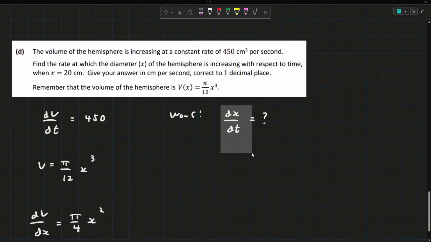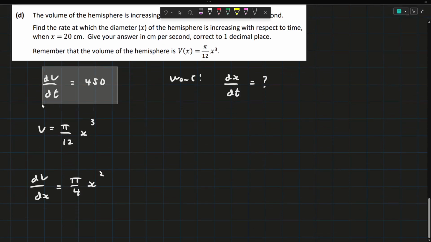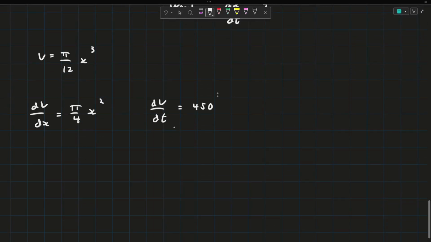And remember, we want dx over dt. So we have these two facts here, and we want to cancel out the dV's, because if we do that, we'll have an equation with just dx's and dt's. So we can think about it as if we want dx over dt, well, we can take our dV over dt, and then multiply that by dx over dV. The reason we do that is these two dV's will cancel, and then we get dx over dt. So dV over dt, well, that's equal to 450, multiplied by dx over dV.